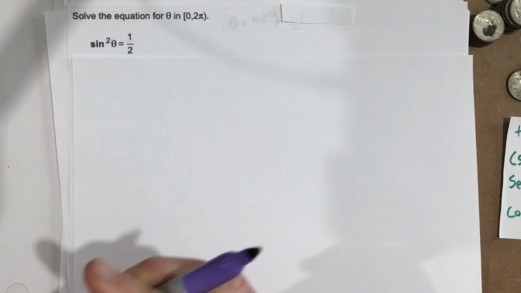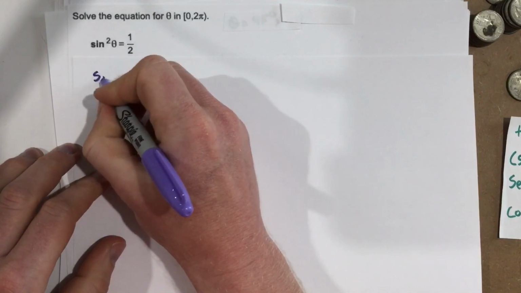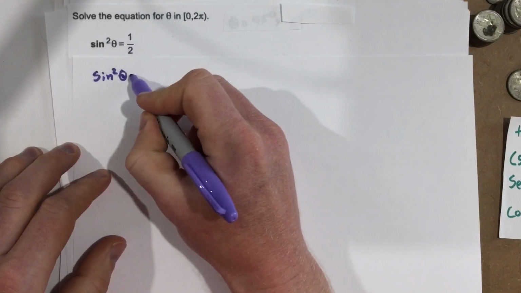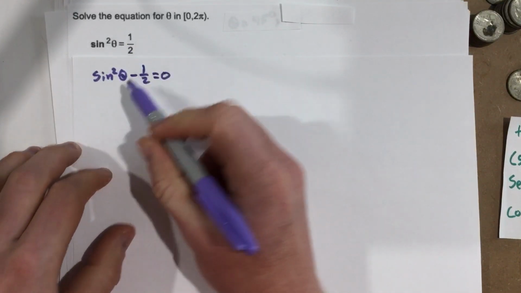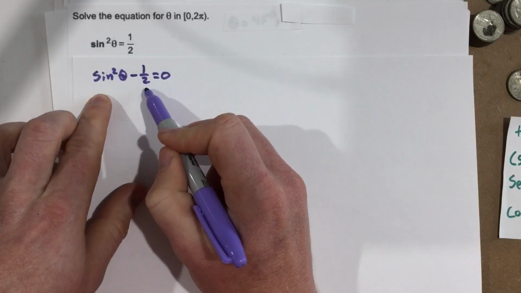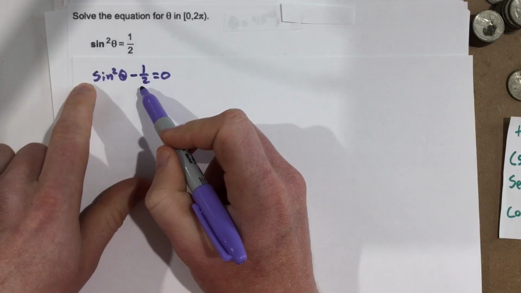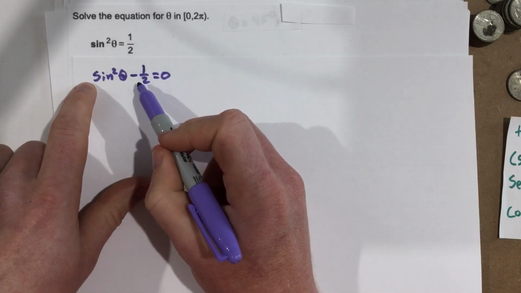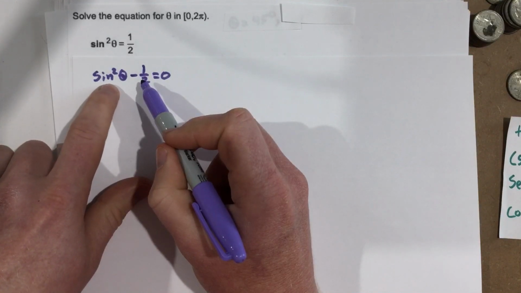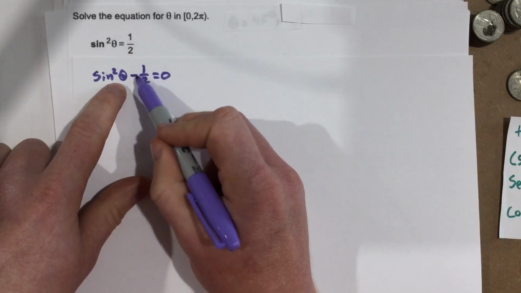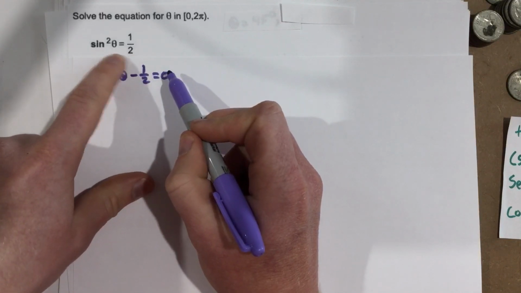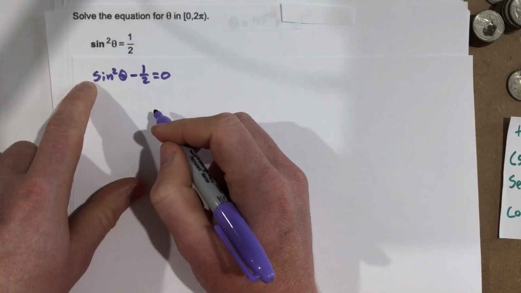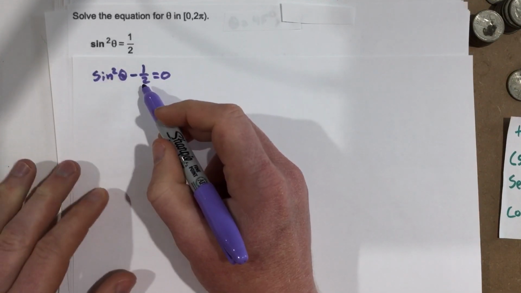I want to write this in a different version just real quick. If I subtract 1/2 to the other side, I get sine squared theta minus 1/2 equals 0. You'll see the problems start like this quite often, sometimes even with a leading coefficient of like 4 or something like that. Just realize that your whole goal is to isolate the sine theta, which means you need to add the 1/2 over, which would take you back to our original problem. And then if you have a leading coefficient, you would want to divide that out.